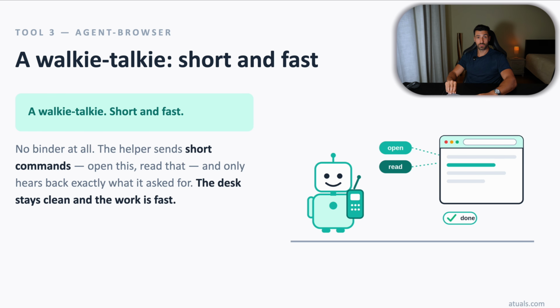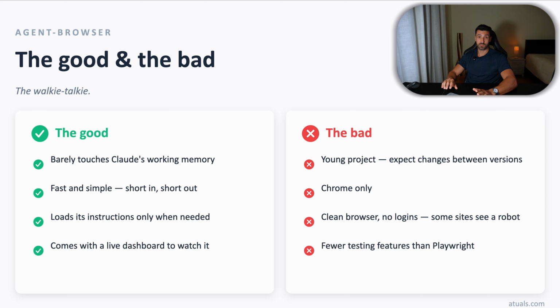Then we have the third tool, Agent Browser from Vercel. You can see it as a walkie-talkie. So it's short and fast. You tell it exactly what to do, and it does this and returns the response only for that part. In this case, there's no binder at all, like Playwright had, and the memory and the context stay clean because you didn't load anything into memory that you didn't need. The good part is that it barely touches Claude's working memory. It's fast and simple, and loads the instructions only when needed. So if you ask it to click a button, it will only load the instructions to click the button.